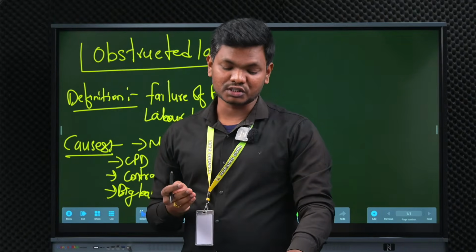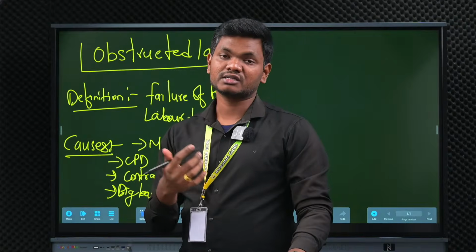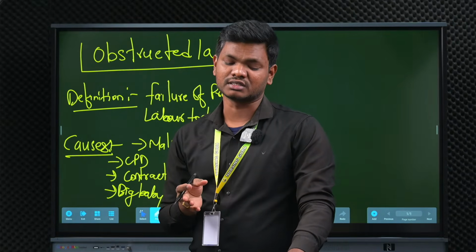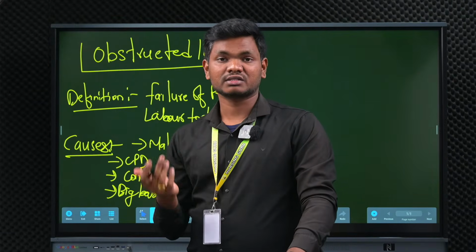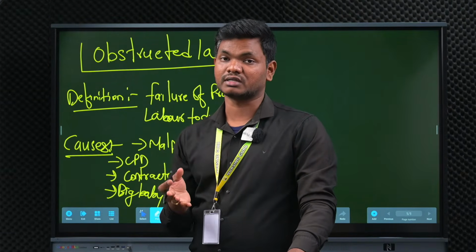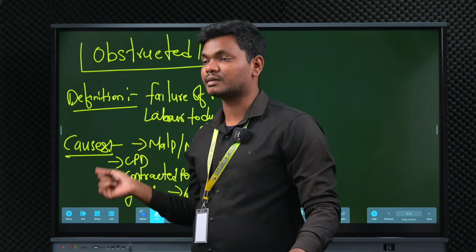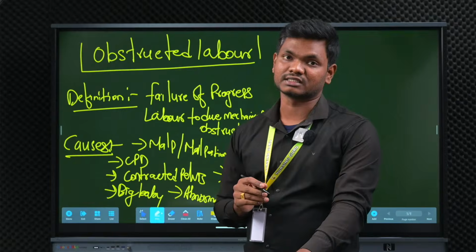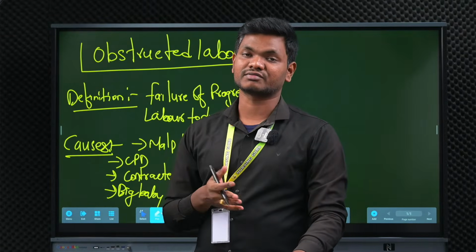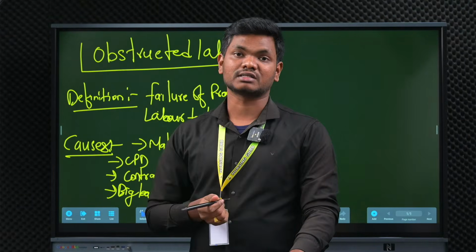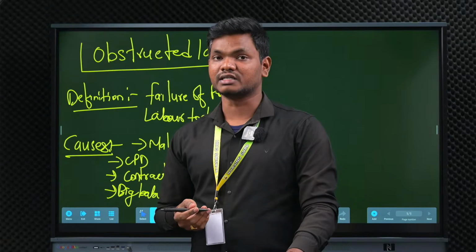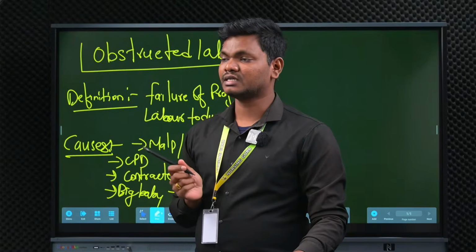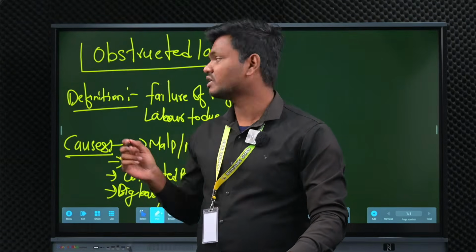And soft tissue obstructions. Any tissues around the cervix, or the perineal muscles, the vagina, where tumors may be found in the area, may lead to obstruction. And deep transverse arrest. Babies in deep transverse arrest can cause obstruction. Then shoulder dystocia may also lead to obstructed labor. So these are some of the causes.